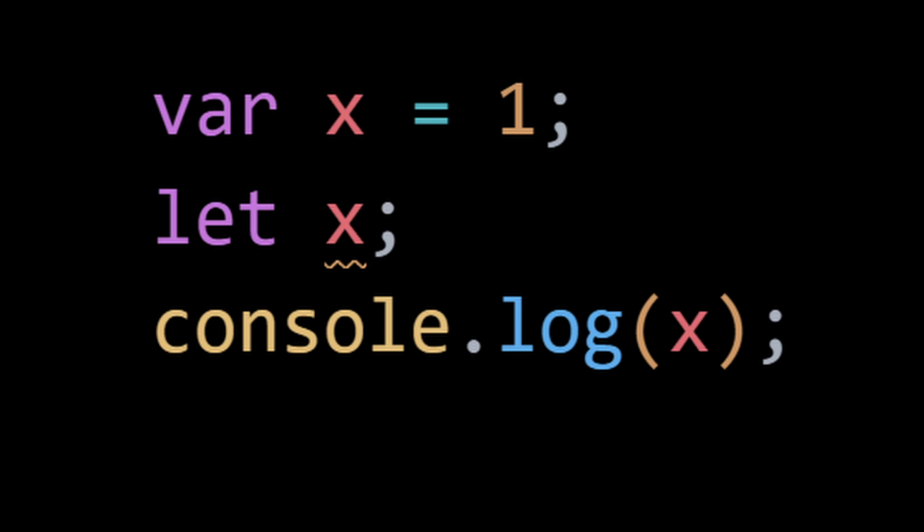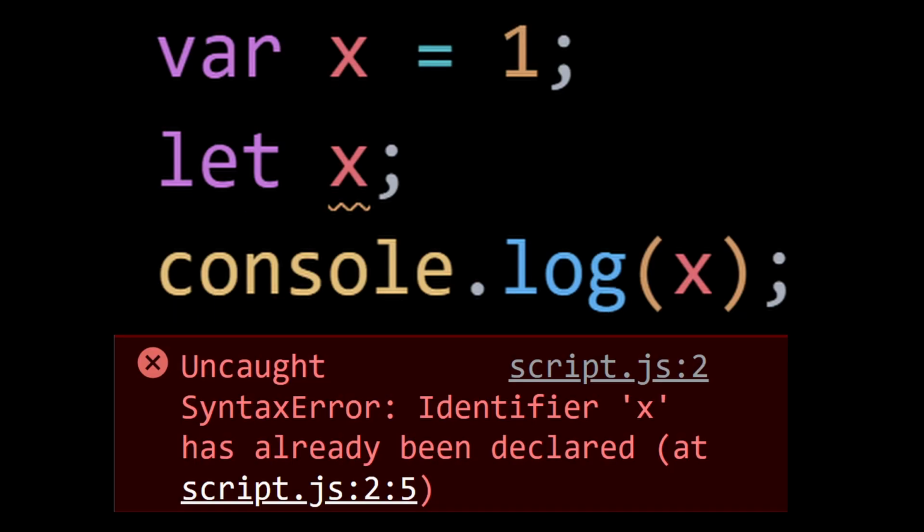Now for the fifth question, guess the output of this. Here the output would be identifier x has already been declared. That's because var and let both get hoisted to the top of the scope. The variable x is declared using var and assigned the value 1, but then you're attempting to declare it again using let in the same scope. This is not allowed in JavaScript and you'll get the error message identifier x has already been declared.